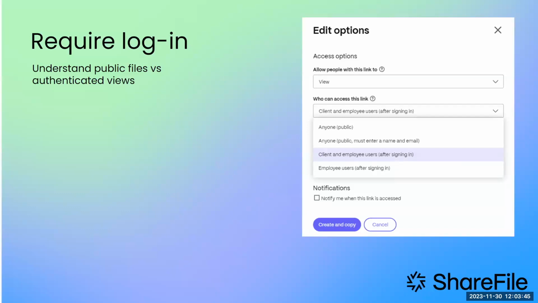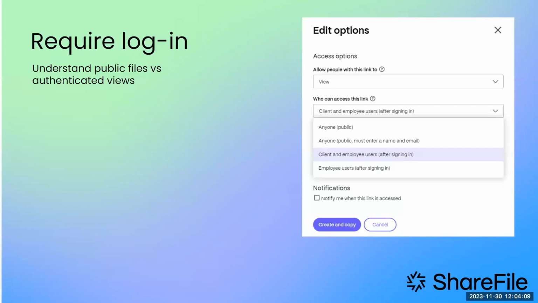Links created in this format enable the viewer to see the information without logging in. This is the anonymous view selection here. Selecting anyone public provides just the information. They can review it without logging in. Selecting anyone public, enter name and email enables anyone with the link to enter their name and email into the text field without logging in to view this content.